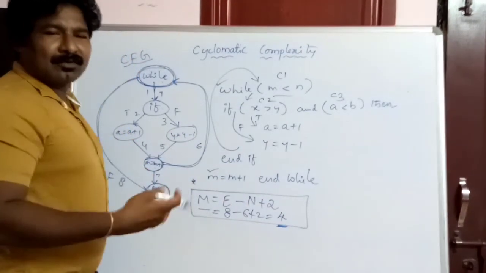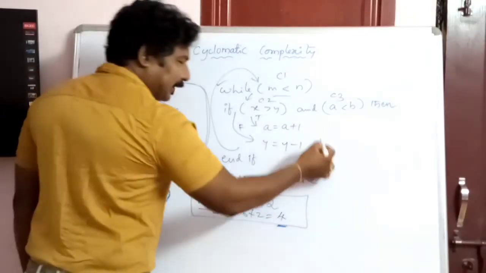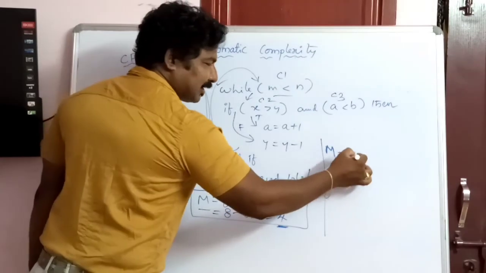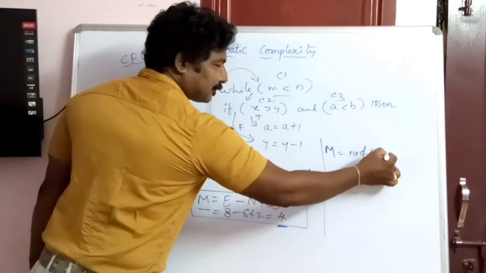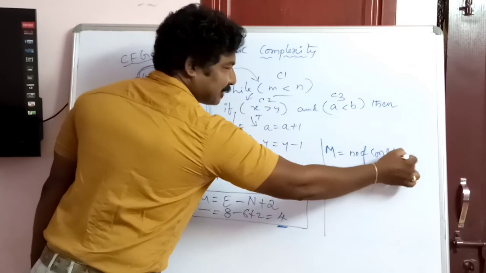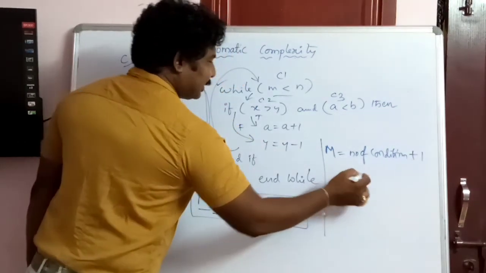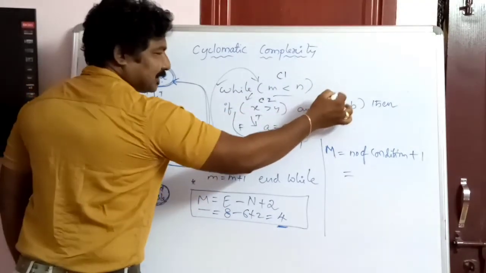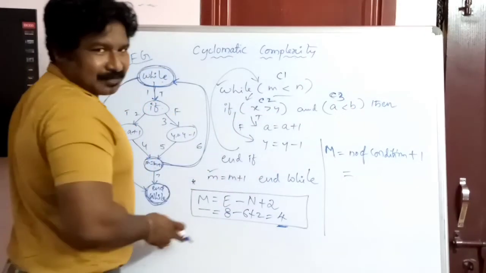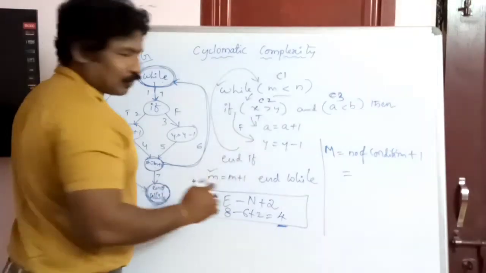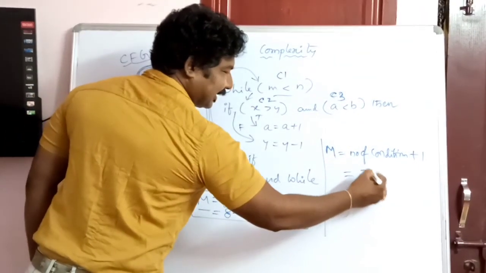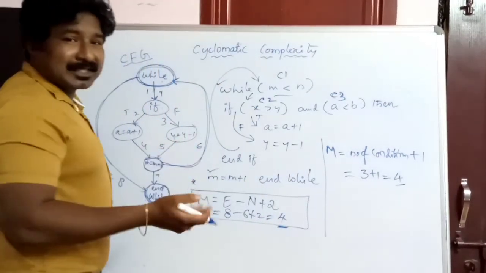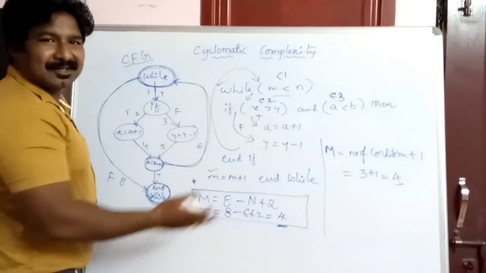I have already told you that there is another way to find the cyclomatic complexity M. That is equal to the number of conditions in my code plus 1. So how many conditions are here? C1, C2, C3. There are 3 conditions I am checking in my code, so that increases the complexity. The number of conditions is 3, plus 1 means 4. So in both ways, the cyclomatic complexity for my pseudocode is 4.